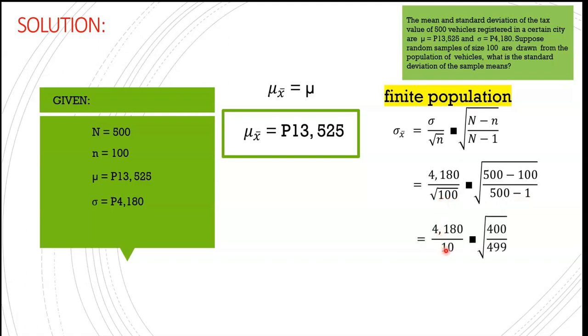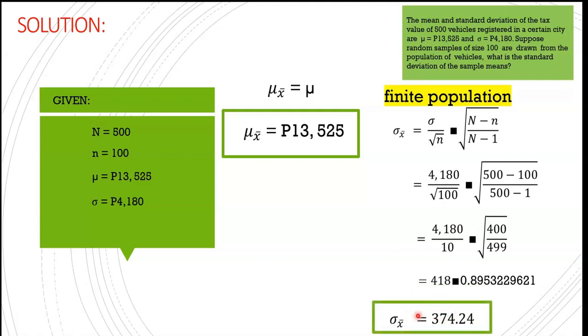The square root of 100 is equal to 10. 500 minus 100 is 400. And 500 minus 1 is 499. So let's simplify further. 4,180 divided by 10 is 418. The square root of 400 over 499 is 0.8953229621. We multiply the two values. The final answer is 374.24. This is rounded off to two decimal places. Hence, this is the standard deviation of the sample means for our finite population.